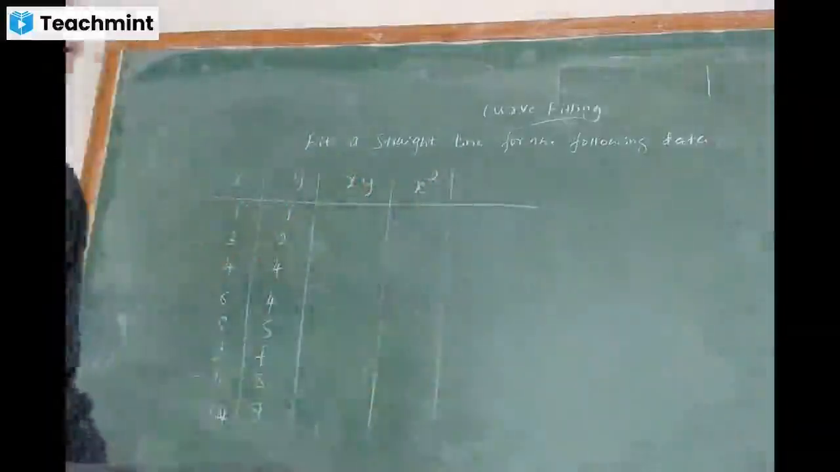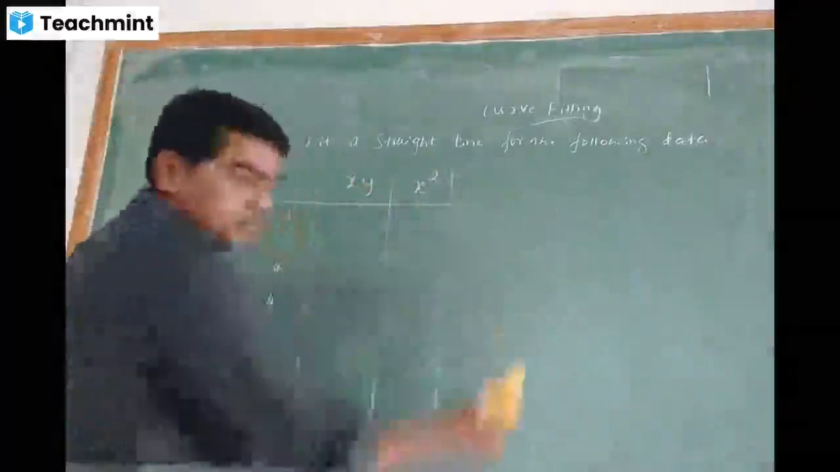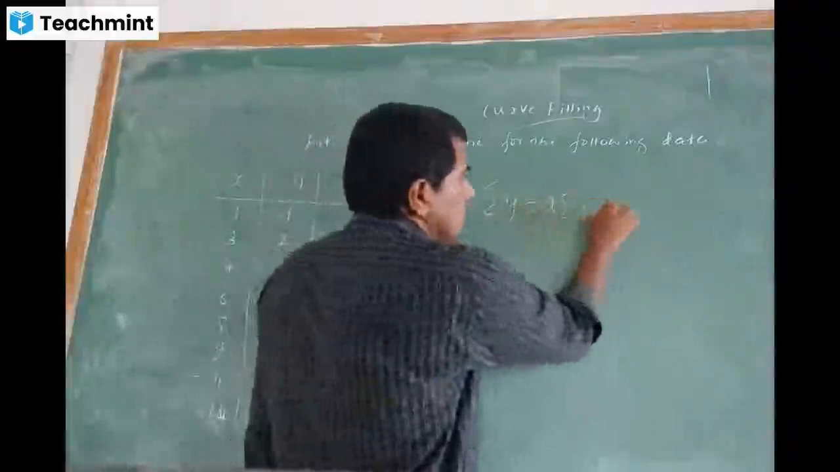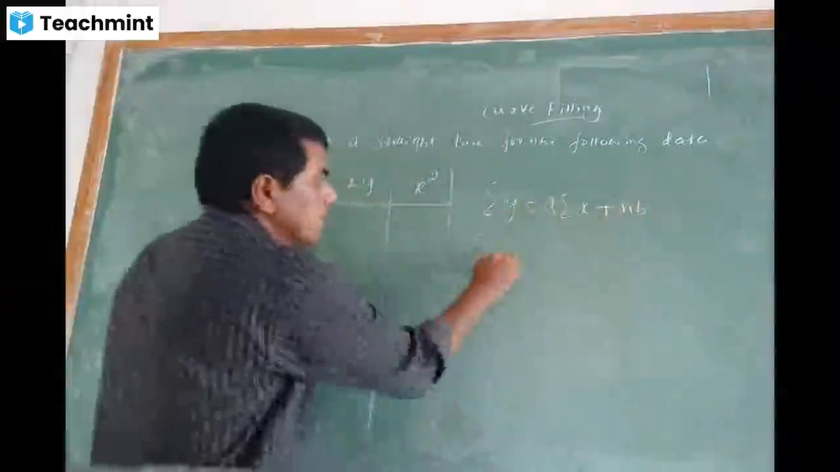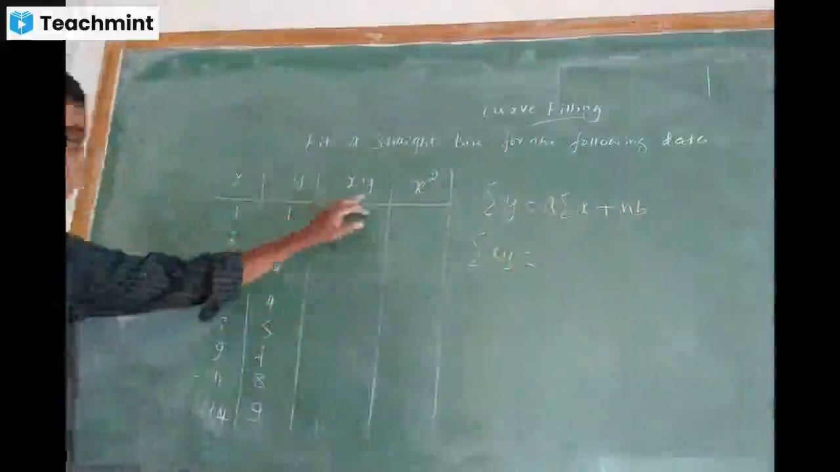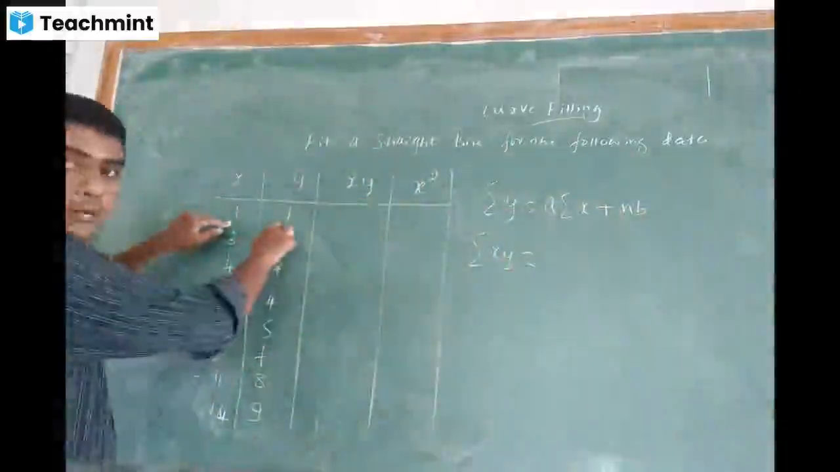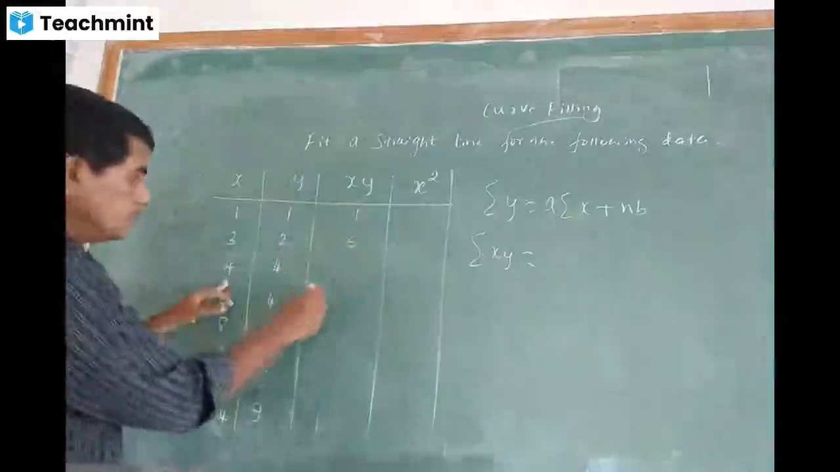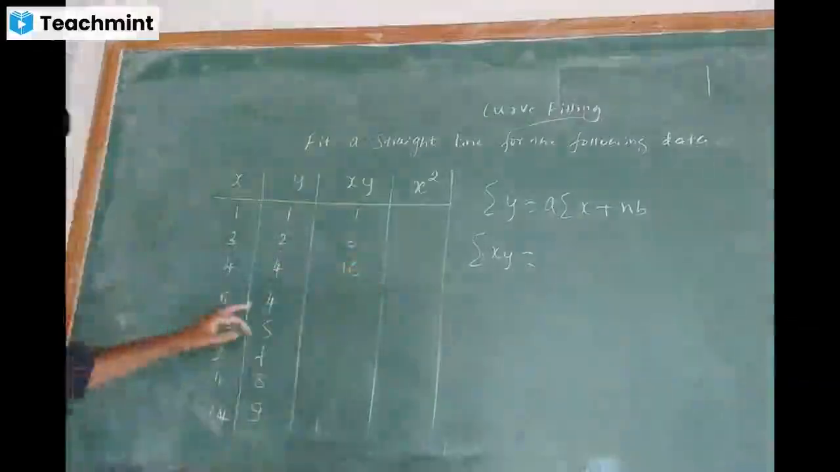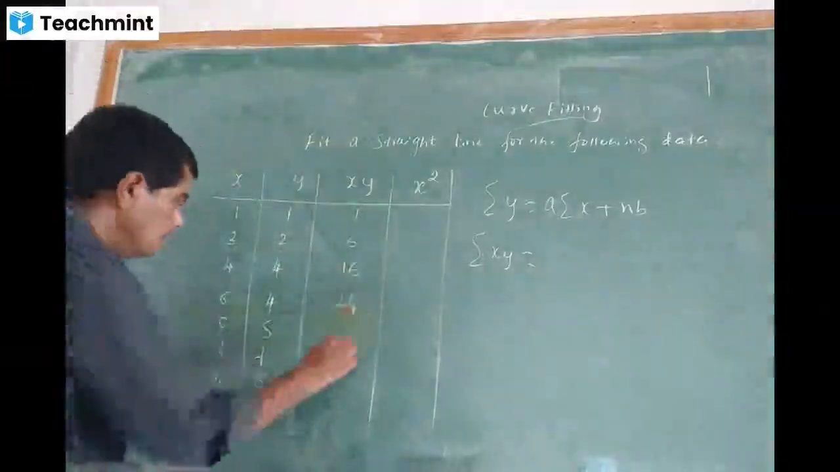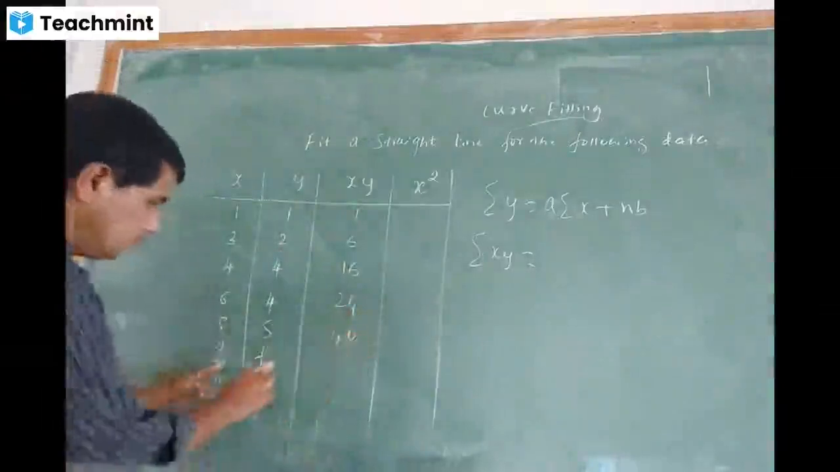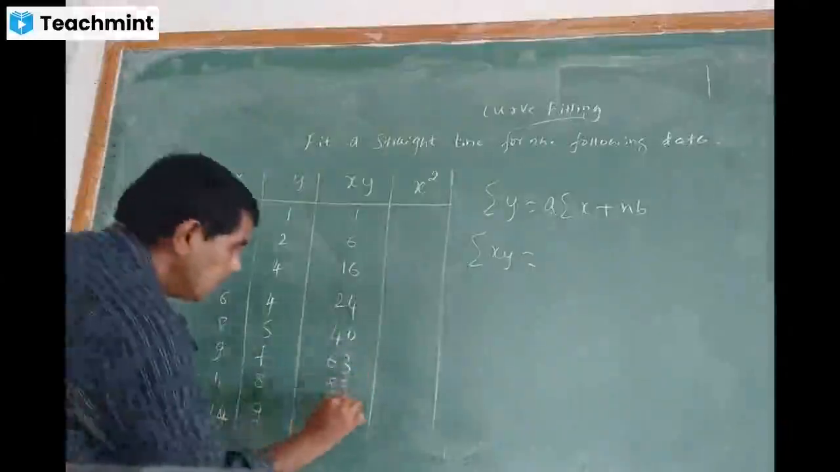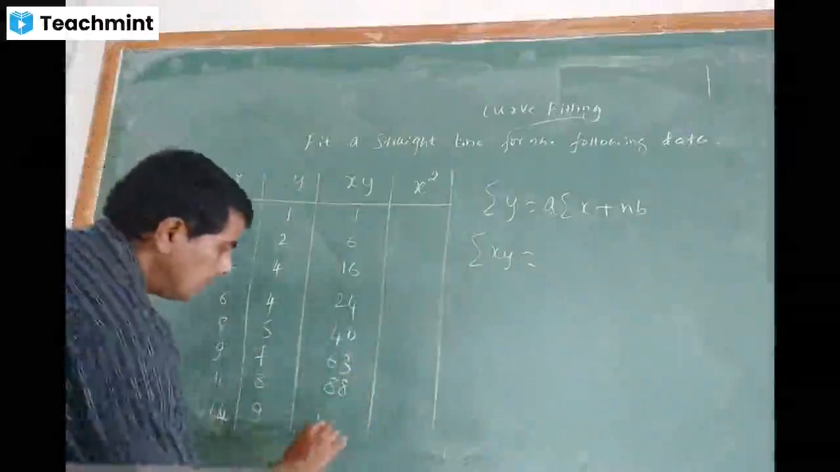So what are the values for this? Summation y equation, this is no problem. So 1 into 1, 3 into 2 is 6, 4 into 4, 6 into 4 is 24, 40, 60, 11 into 6, 8 into 9, and 14 into 9, that is 126.